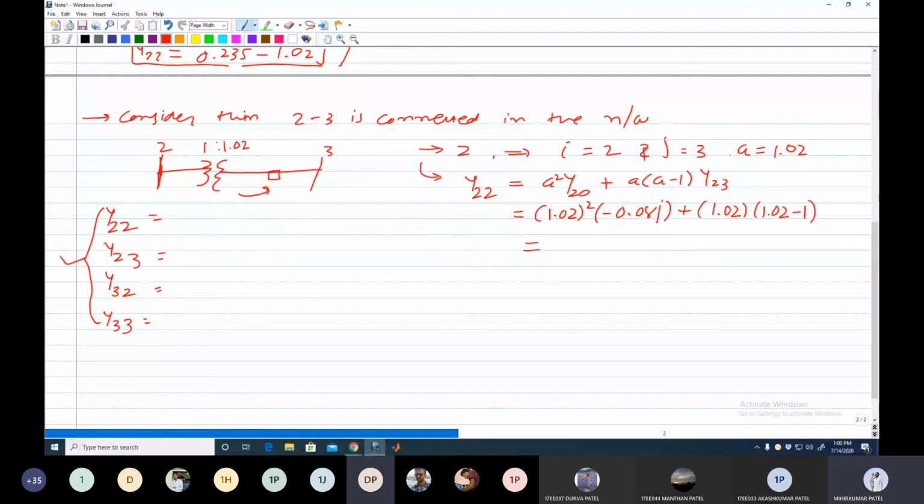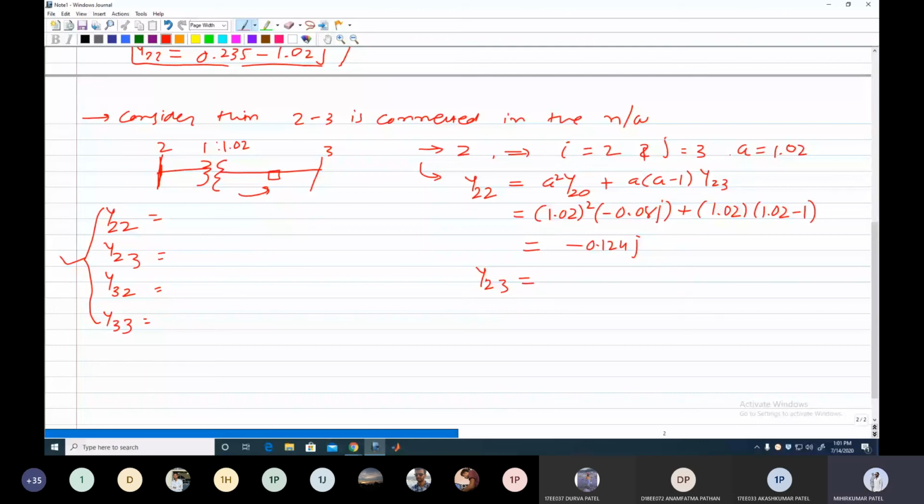Then you have to calculate. Minus 0.124 j. 0.124 j, very good. Then you have to calculate y23. What is the equation for y23?